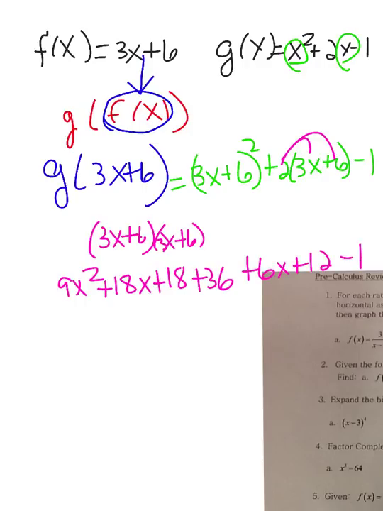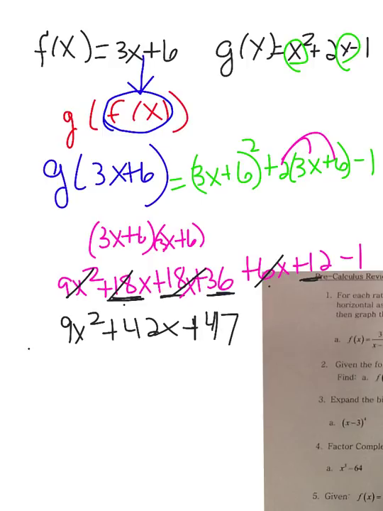So we'll combine like terms, so I have 9x squared. So 18x and 18x is equal to 36x, plus 6x is 42x. So now I have 36 plus 12 is 48, minus 1 is 47.